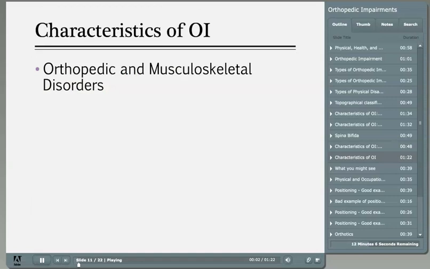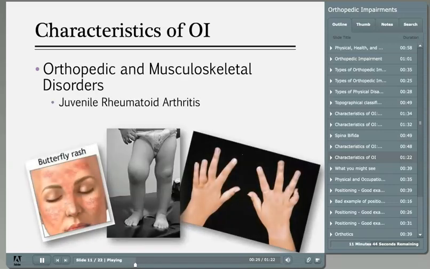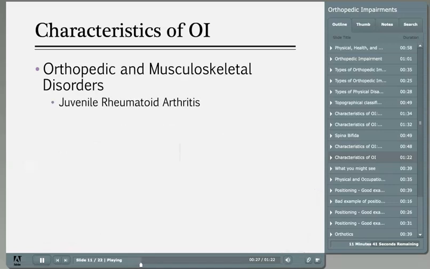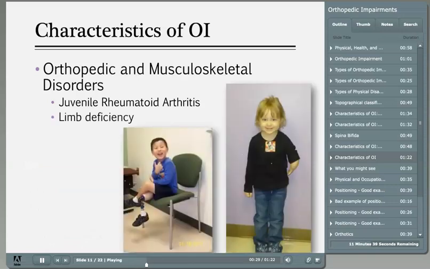Students with orthopedic and musculoskeletal disorders vary greatly in their ability. Some conditions result in severe physical limitations. However, students do not usually experience cognitive, learning, perceptual, language, or sensory issues to the extent found in students with neuromotor impairments. Many books talk about juvenile rheumatoid arthritis and limb deficiency. However, there can be other orthopedic and musculoskeletal disorders that lead to orthopedic impairments.